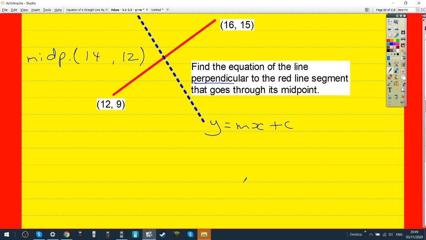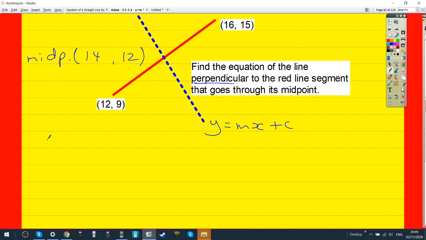Could you substitute one of the coordinates in? Which coordinate? 15, 16, 15, or 12, 9. Neither of those go through the, well, sub it in. Okay, sub it in. For which one though? Does it matter? No.